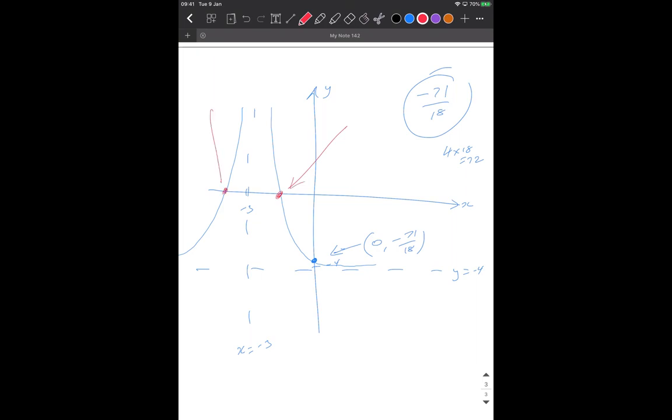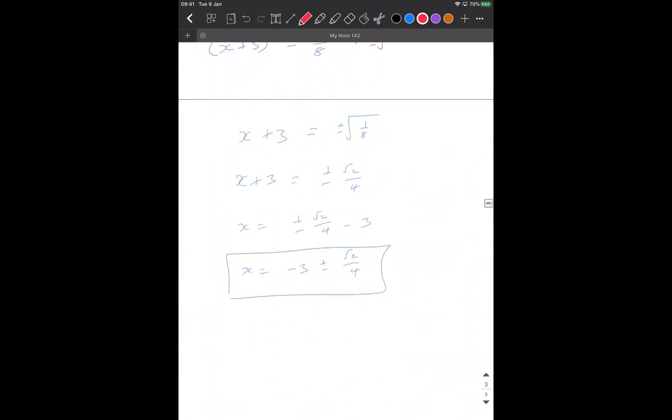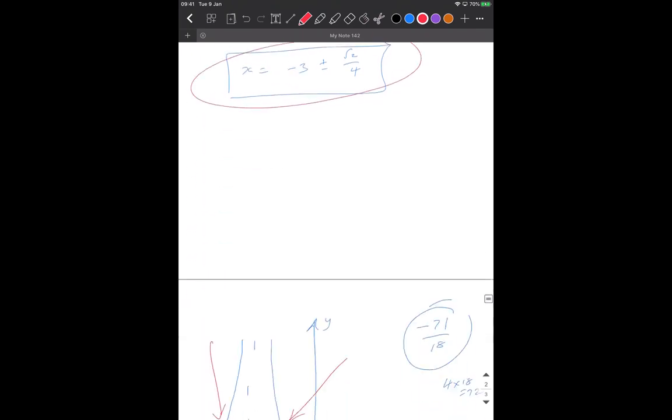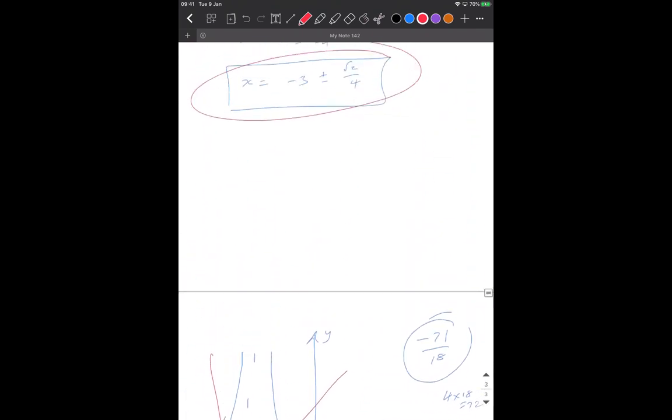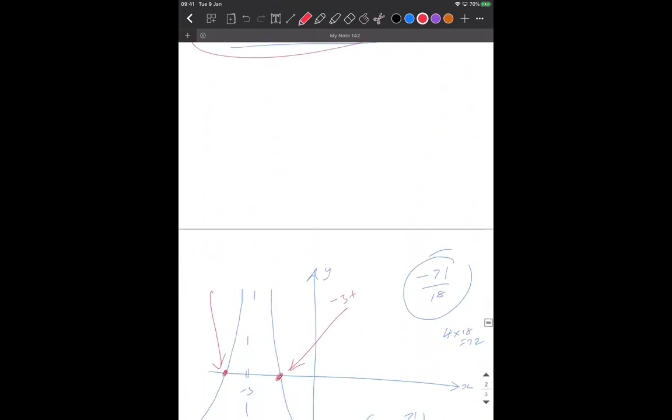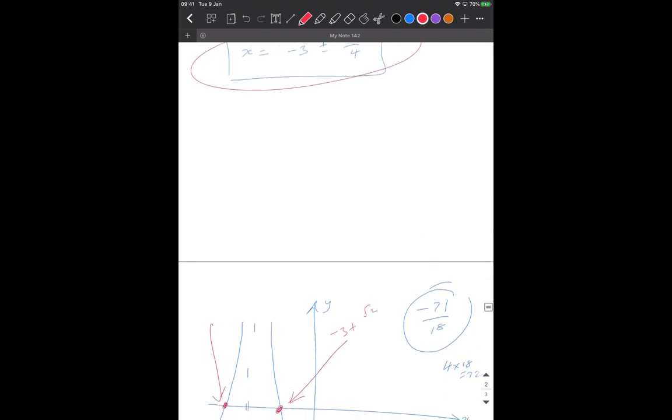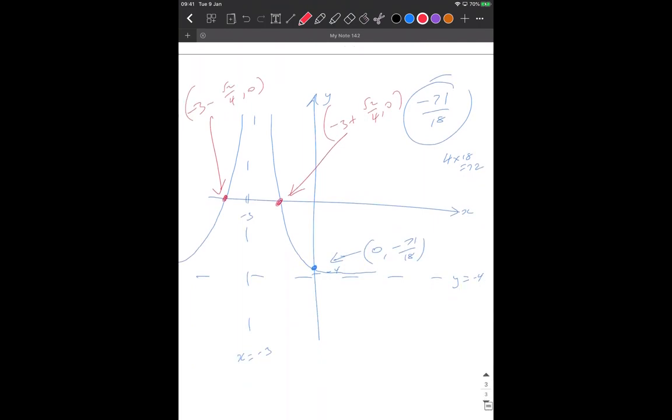Now, I didn't really have to worry about this answer for our x-intercepts because the graph showed me where they were. So this one's obviously going to be negative 3 plus root 2 on 4, and 0. And this one will be negative 3 minus root 2 on 4, and 0. So that's how we graph this truncus.